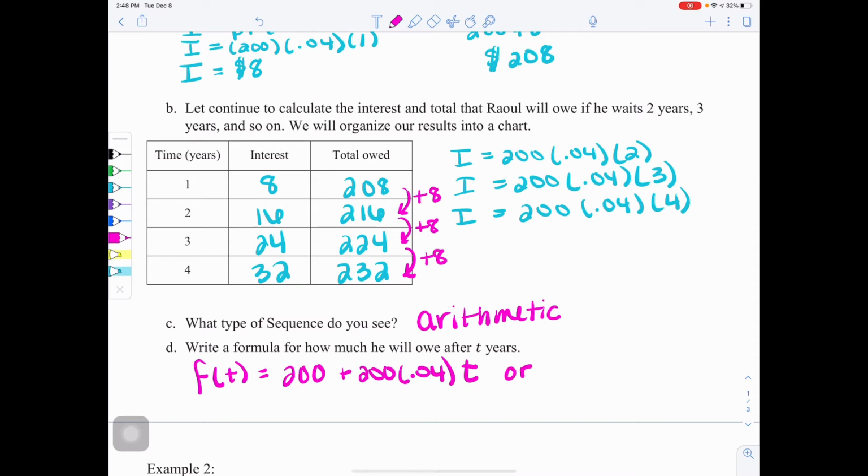If we were to simplify that, that would be f of t equals 200 plus 8t, and that has a similar setup to mx plus b. My rate of change or my slope is in front of the variable, 8. You see that from the table. If I were to work my way backwards and find out what's across from 0, I would find out it was 200. I would also know that from knowing 200 was the principal amount.